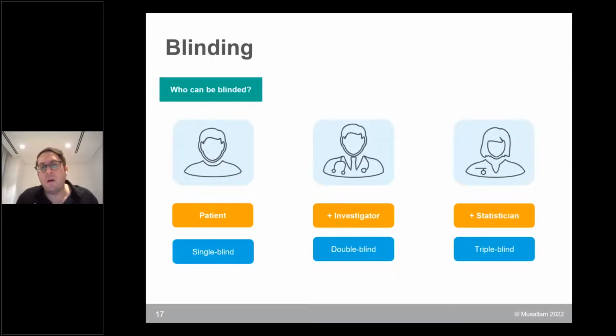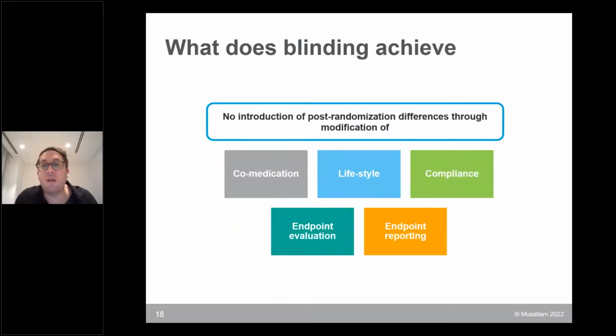Blinding can be single blind, double blind, or triple blind. When we say single blind, we mean only the patient is blinded. When we say double blind, we mean the investigator and the patient are blinded. Triple blind, also the statistician. And what does blinding do?